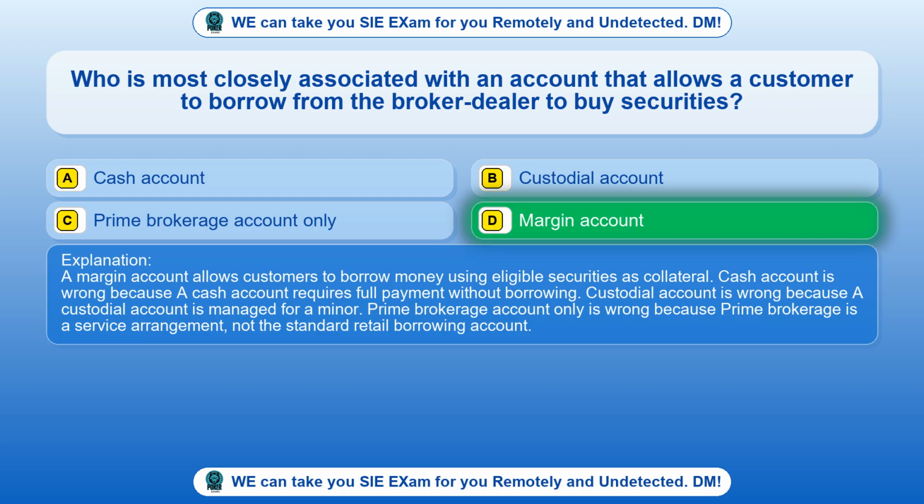A margin account allows customers to borrow money using eligible securities as collateral. Cash account is wrong because a cash account requires full payment without borrowing. Custodial account is wrong because a custodial account is managed for a minor. Prime brokerage account only is wrong because prime brokerage is a service arrangement, not the standard retail borrowing account.